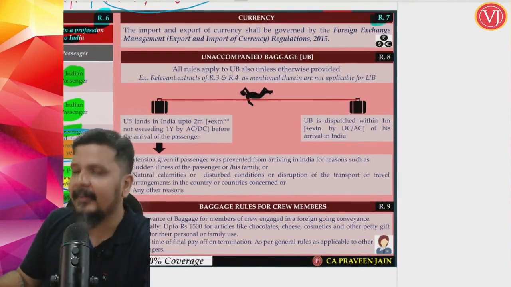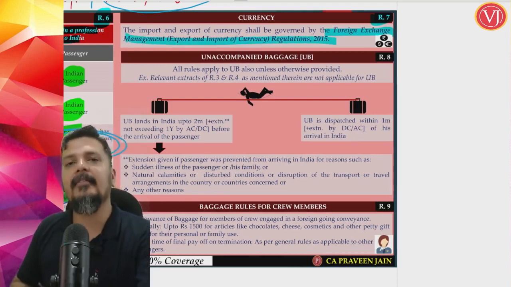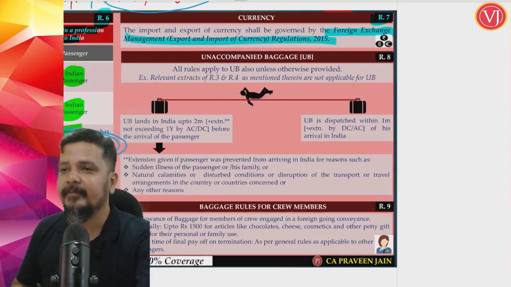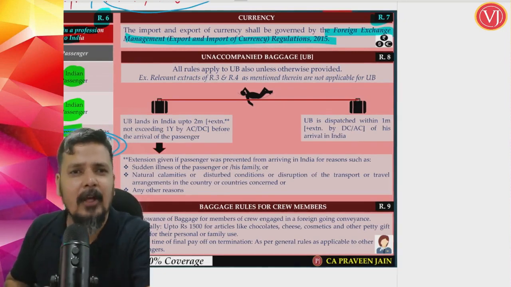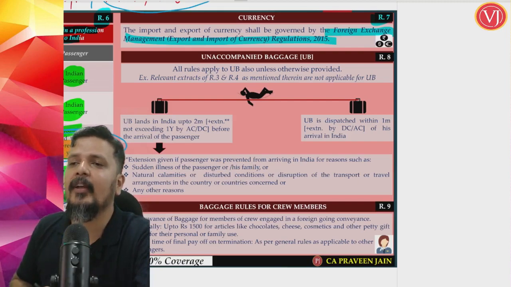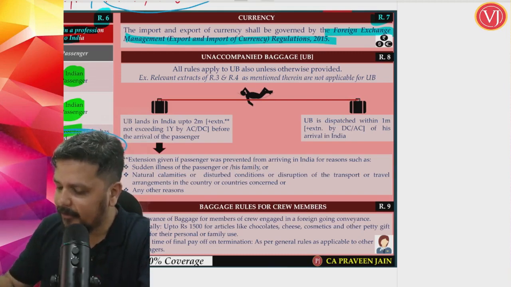Rule 7 tells that the customs officer has got powers to even check your foreign currency in terms of your FEMA. There is no collection of duty on your foreign currency. He can ask and check whether you are carrying foreign currency within the limits of FEMA. That is rule 7.